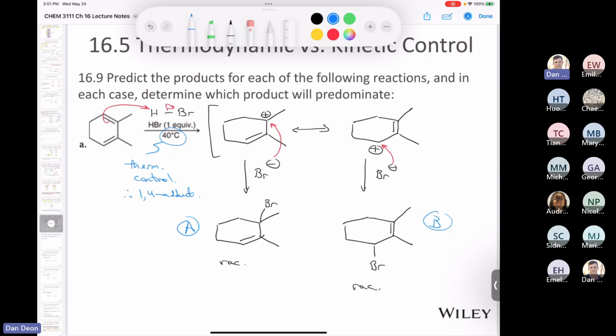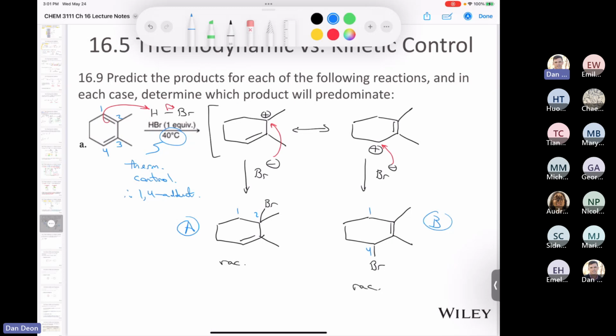So if I count my carbons here, 1, 2, 3, 4, this is the 1,2 adduct, and this is the 1,4 adduct. All right, does that make sense now? Maria, does that make sense now that you've seen me count the carbons? Okay, cool.